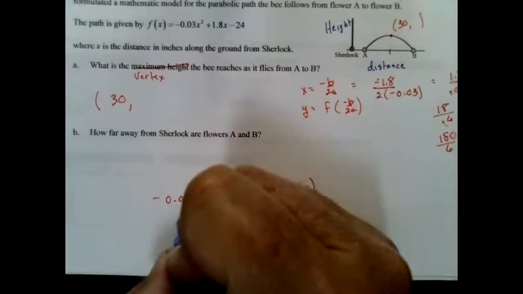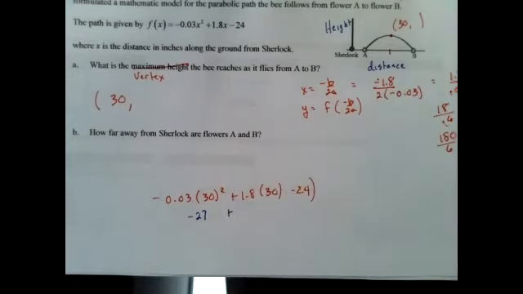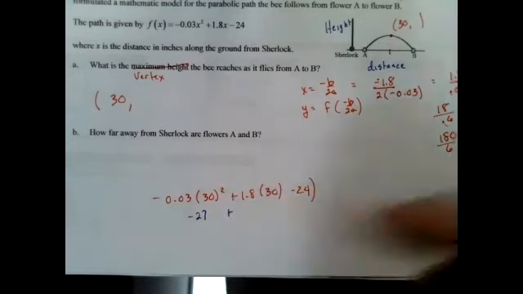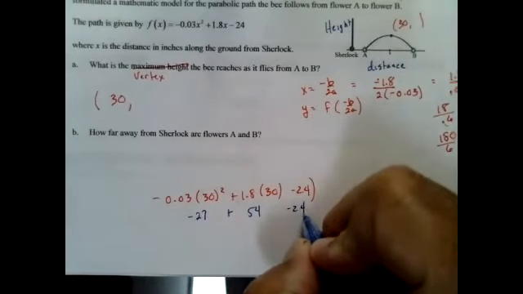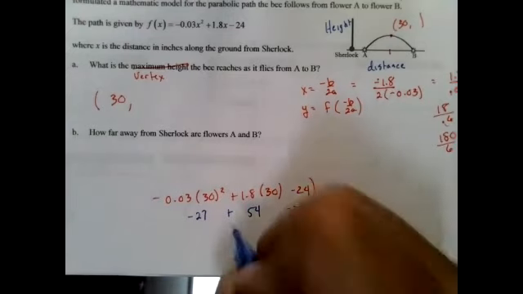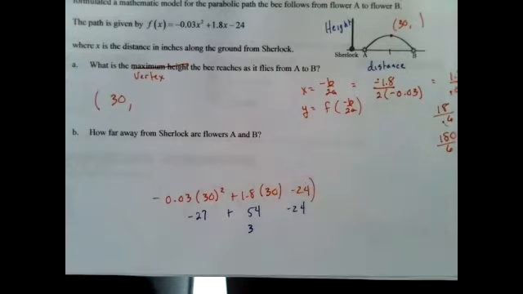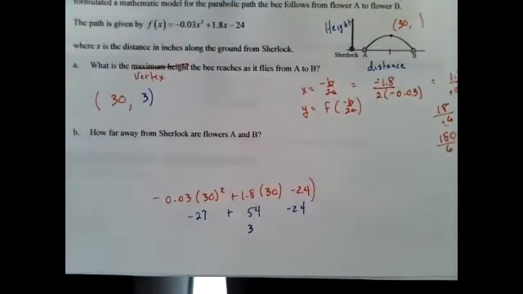Oh, that's nice. That's negative 27, that's 54. Anybody else get 3? Yep. Yes, nice.